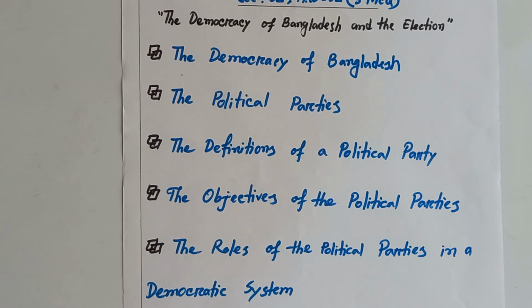Number 3 point, the main function of the political parties is to form the government after winning the election. Number 4, the opposition has an important role in a democratic system of government. Number 5, the political parties play a great role in mobilizing the citizens to participate in politics and develop political consciousness. That means when the different political parties uphold their agendas and their manifesto before people, people also become conscious about politics.